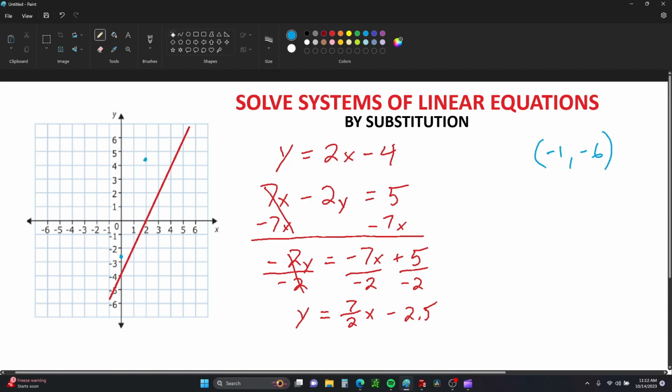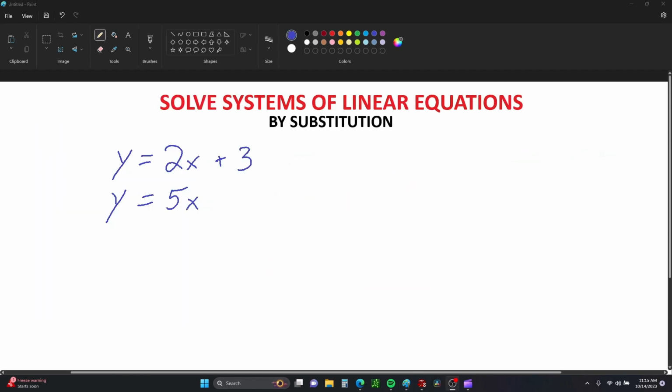And then once I connect those dots, I should meet at the point over here, which is minus 1, minus 6. And that checks out. So this is a super fast example.